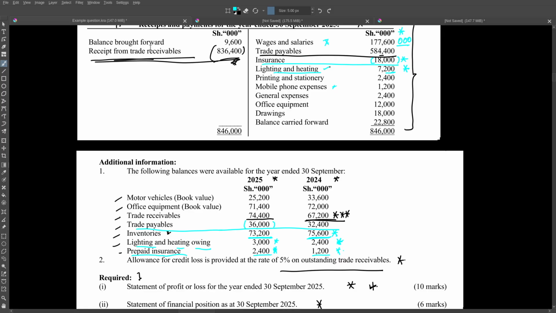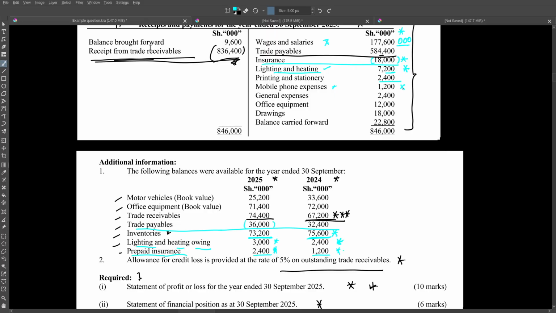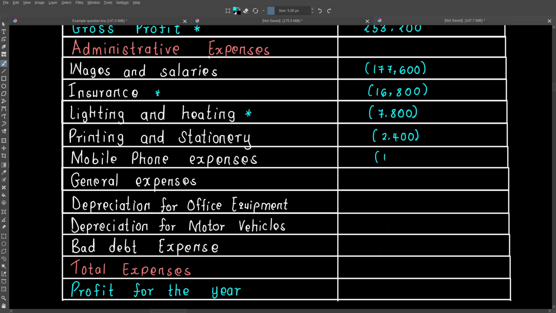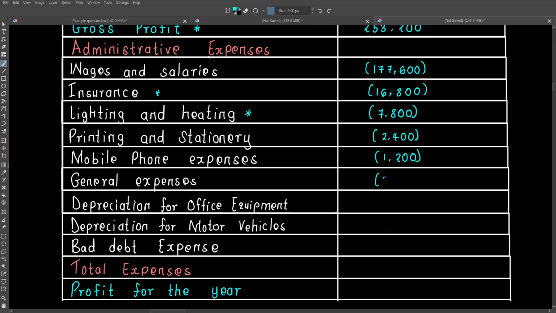Now let us move to the next expense. Printing and stationery, we have 2,400. Is there anything added here in additional information? No. So our printing and stationery is 2,400, which we shall include here. Then mobile and phone expenses, we have 1,200. There is no additional information about it, so we're going to less 1,200. Did I read the right thing? Mobile and phone here is 1,200. Then general expenses, we have 2,400.